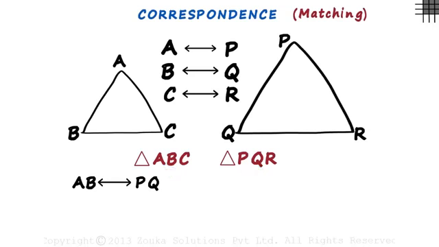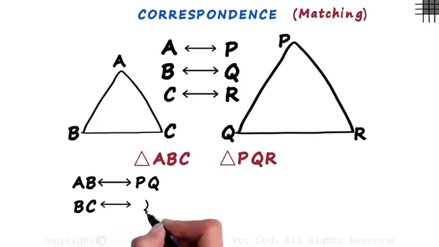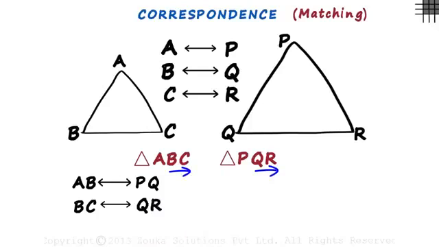Instead of looking at correspondence between vertices, we can even look at the names of the triangles. What about side BC? Looking at the names of the triangles, we can say that it corresponds to side QR. And similarly, side CA will correspond to side RP.